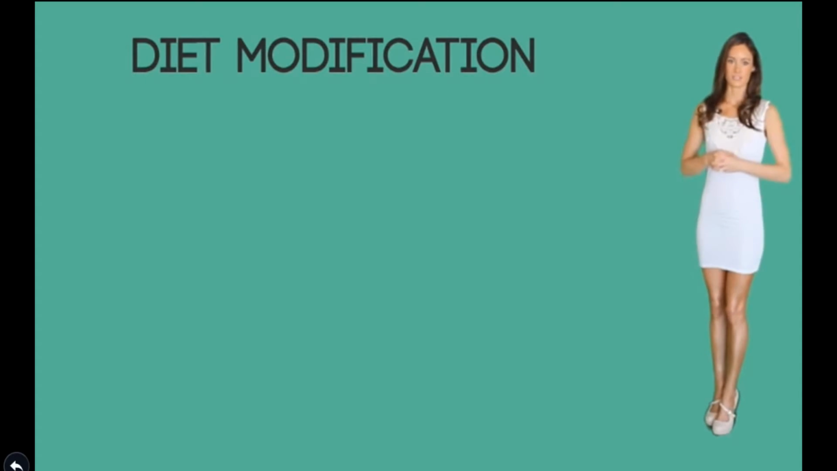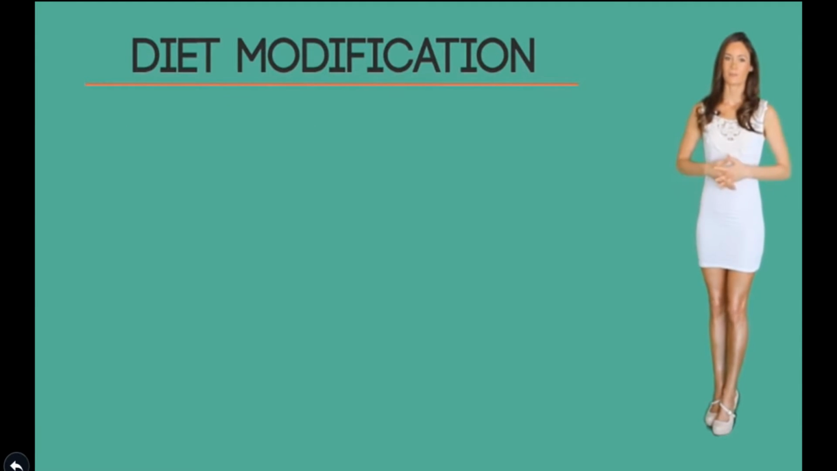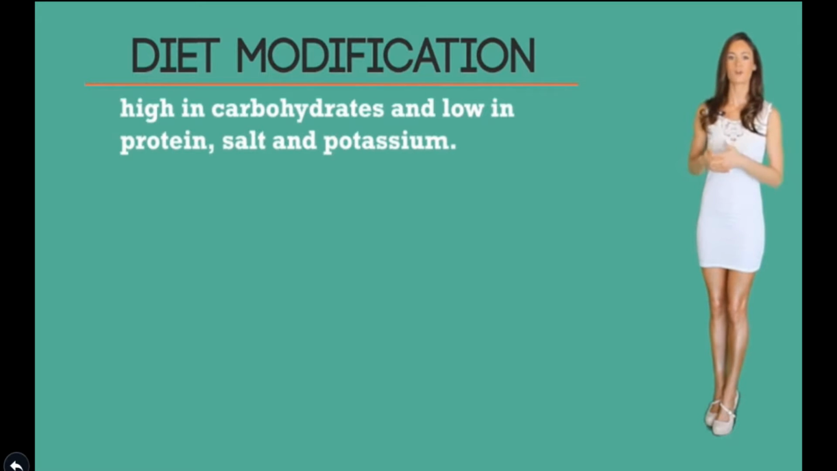Diet modifications. In order to control the accumulation of toxins that are normally filtered out by the kidney, the doctor may limit the amount of certain foods and liquids. Your patient therefore may be placed on a high carbohydrate, low protein, low salt, and low potassium diet.